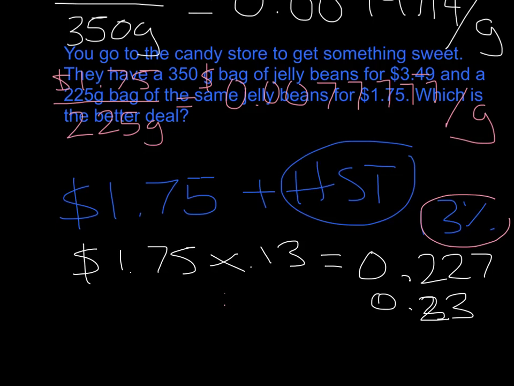And so then you take your tax amount and you add it to your price at the till. So if it's $1.75, I'm taking $1.75 and I'm adding 23 cents to it. $1.75 plus 23 cents, your total cost is going to be $1.98 at the till. So make sure you understand that and watch the next video as well. See you guys later.